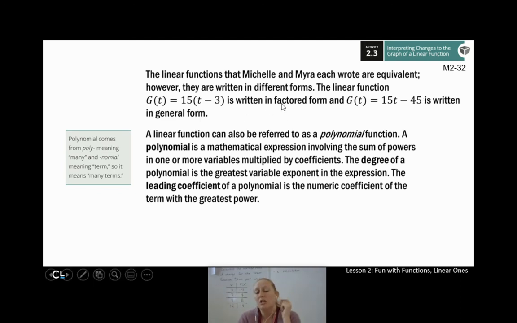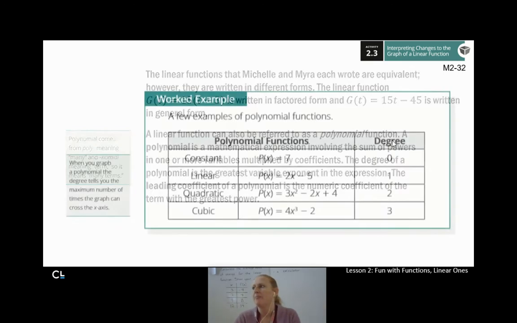A linear function can also be referred to as a polynomial function. A polynomial is just a mathematical expression involving the sum of powers in one or more variables multiplied by coefficients. I'll show you what I mean in a minute if that feels a bit much. The degree of a polynomial is the greatest variable exponent in the expression. And the leading coefficient of a polynomial is the numeric coefficient of the term with the greatest power. I think this will work better if I show you.